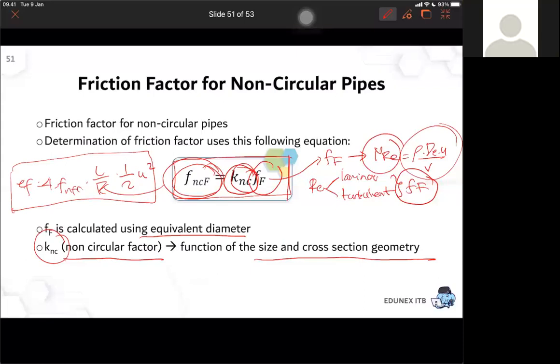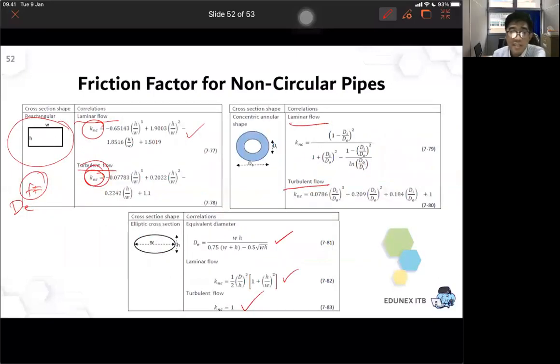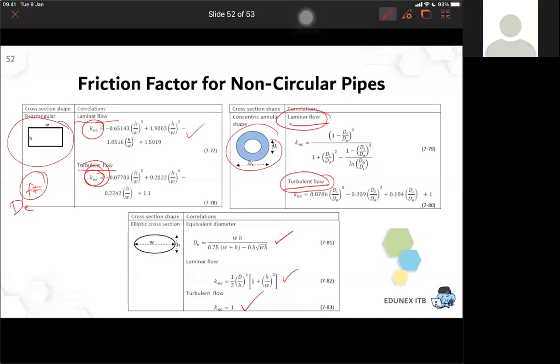Sir, will KNC be given, sir? KNC is given like this. You need to calculate as well. Like for the annular, it will be depending on the value of the diameter, right? Because it has 2 diameters, the inside and outside diameters. Then the KNC can be calculated. But first, you need to decide the Reynolds number. Reynolds number is to decide the laminar or the turbulent. So the KNC will also be a function of the Reynolds number. So they will give the formula of KNC, right, sir? Of course. Okay, okay.